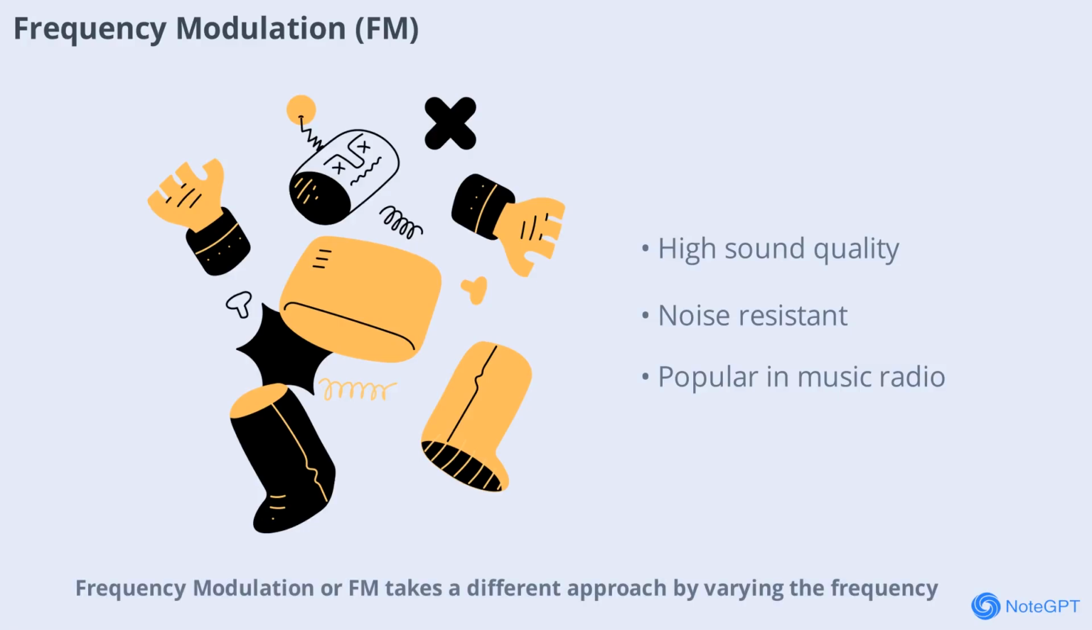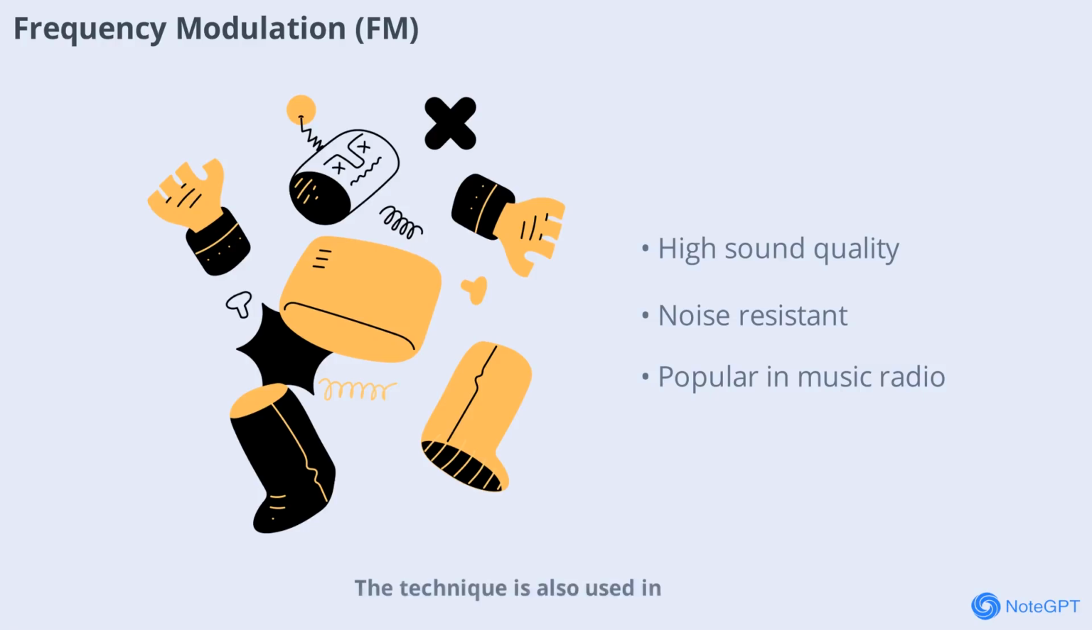Frequency modulation, or FM, takes a different approach by varying the frequency of the carrier wave according to the message signal. FM is renowned for its superior sound quality and resistance to noise, making it the preferred choice for music and high-fidelity audio broadcasting. The technique is also used in television sound transmission and two-way radio systems. FM's robustness against interference has made it a staple in modern communication.